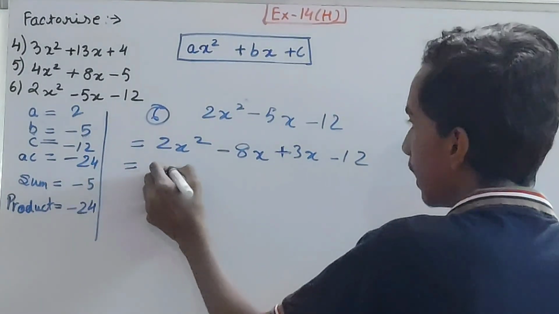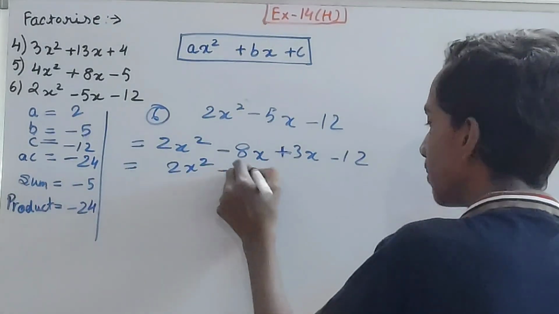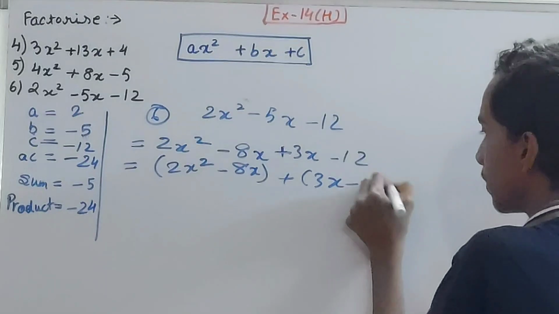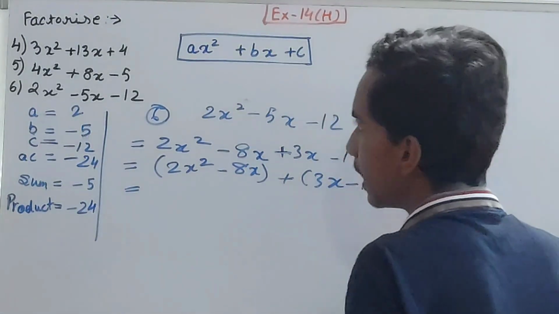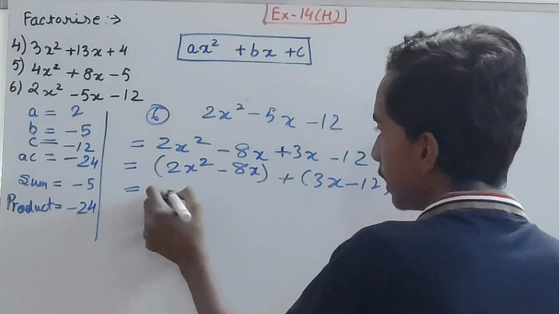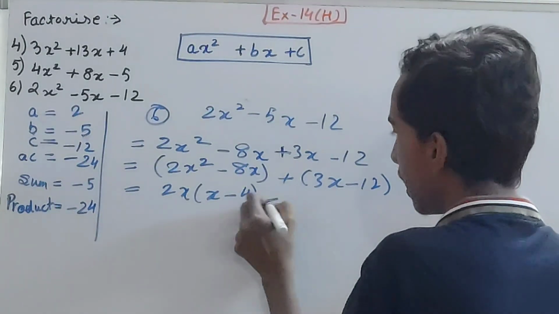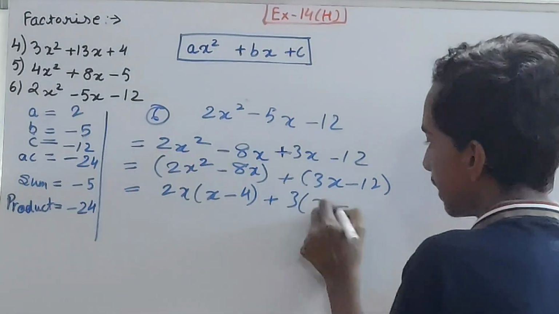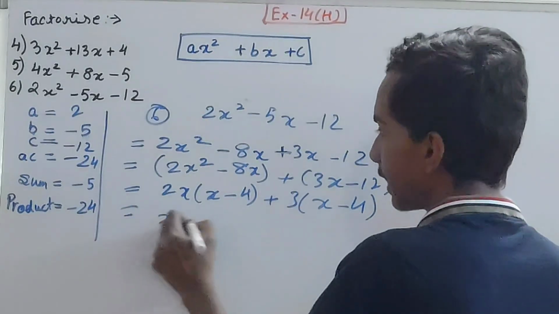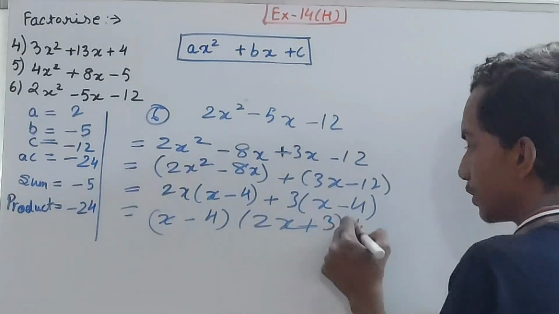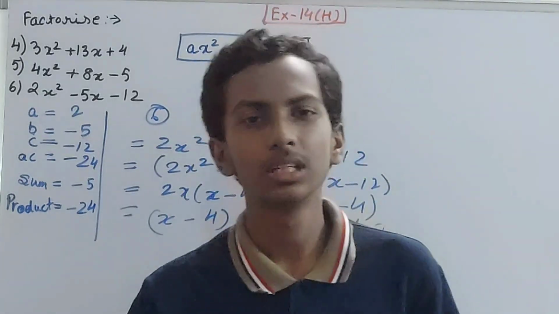So we can take this as one group, 2x square minus 8x, and this as another group, 3x minus 12. What will this give us? Let's see. From here you can take 2x common, you will have x minus 4. From here you can take 3 common, so you will have x minus 4. Now you can take x minus 4 common, you will have 2x plus 3. This is just simple factorization. That is your final answer.